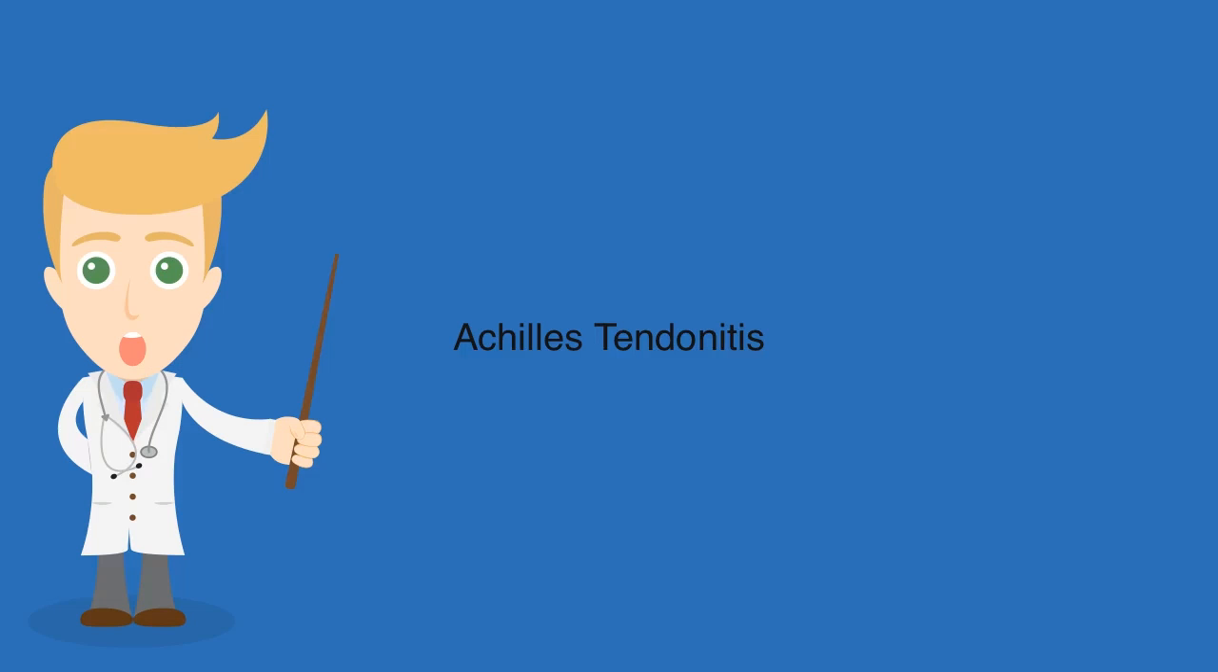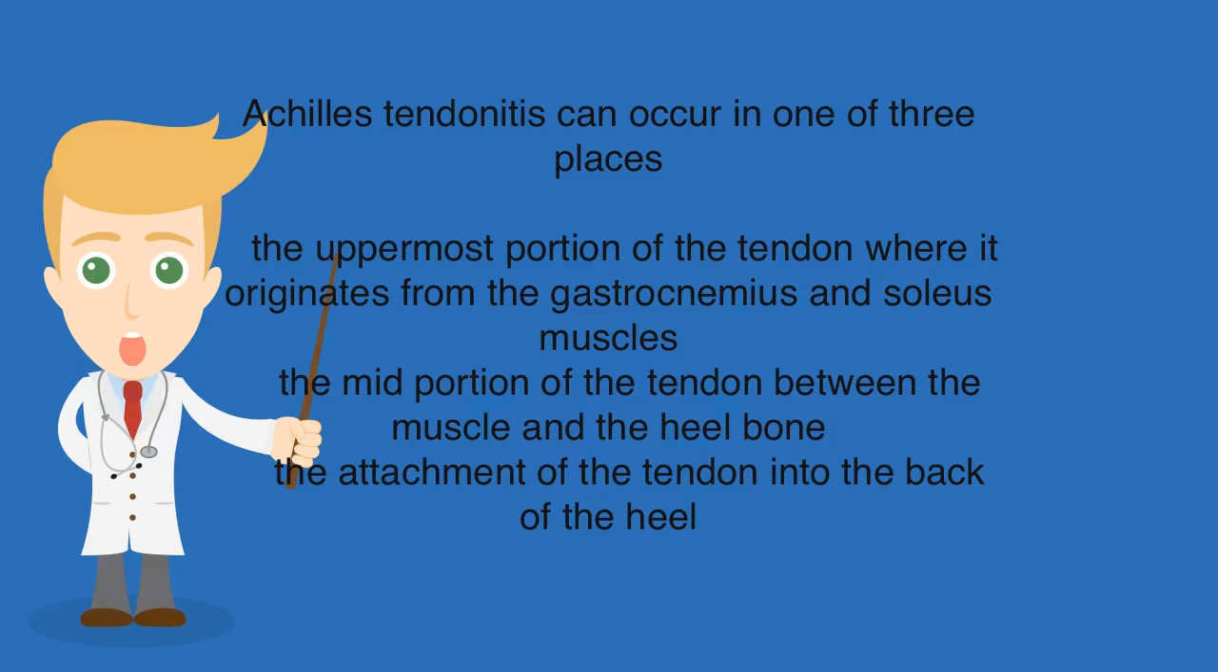Achilles tendonitis. Achilles tendonitis can occur in one of three places. The uppermost portion of the tendon where it originates from the gastrocnemius and soleus muscles. The mid portion of the tendon between the muscle and the heel bone. The attachment of the tendon into the back of the heel.